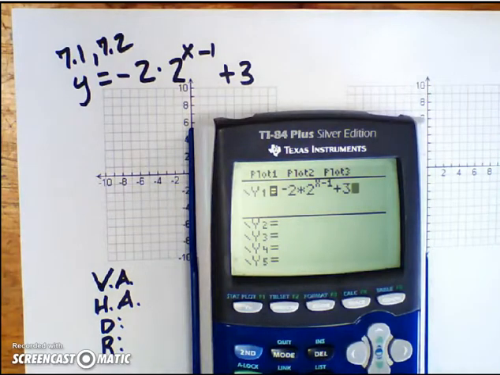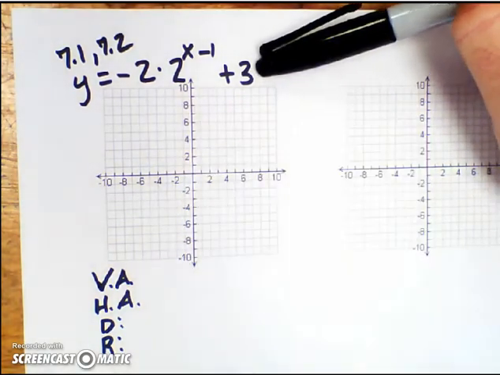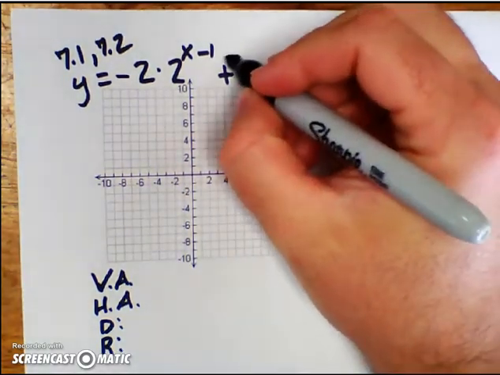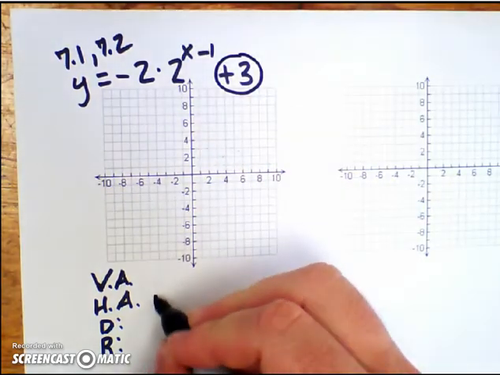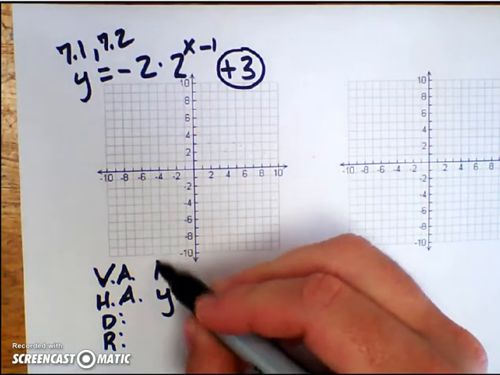All right, exponential functions, guys. The easiest way to start it off is to look at this top number right here, that plus 3. That number every single time is going to tell you what your horizontal asymptote is. Okay, that's kind of your guideline. That's where you start. Exponential functions do not have vertical asymptotes.